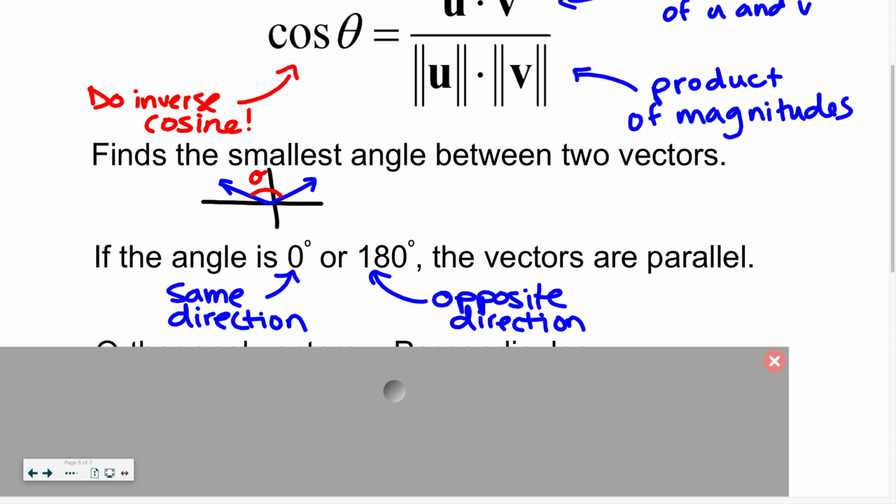And that should make sense. This one would look like they're on top of each other, so they're going in the same direction, pointing in the same way. This one, they could be parallel, but because it's 180, okay, it's a straight line, the other vector is going in the opposite direction.